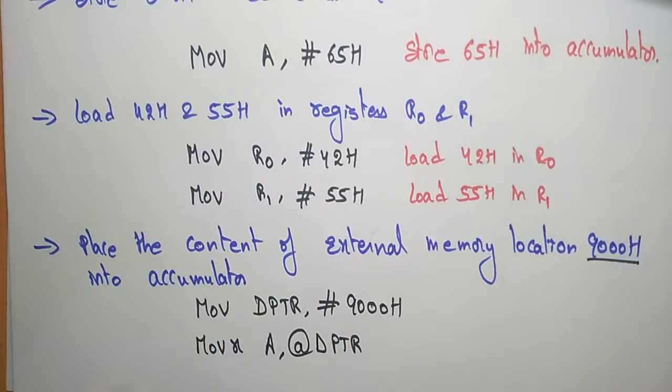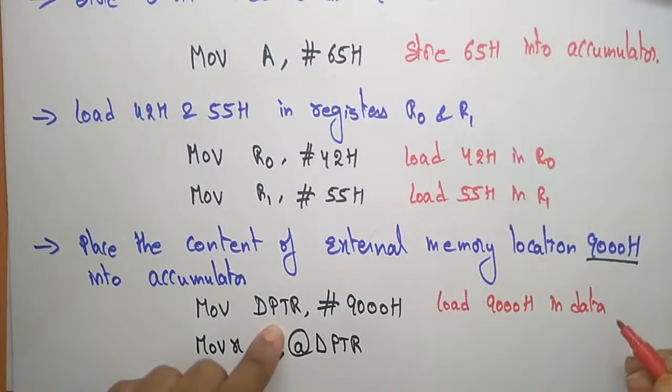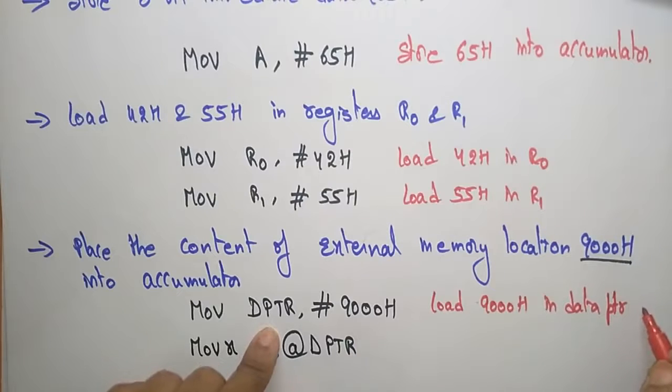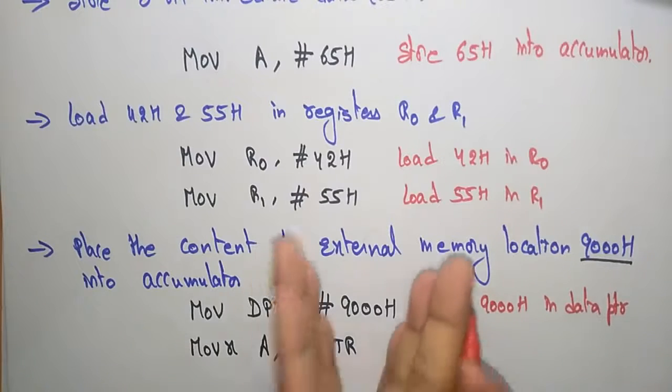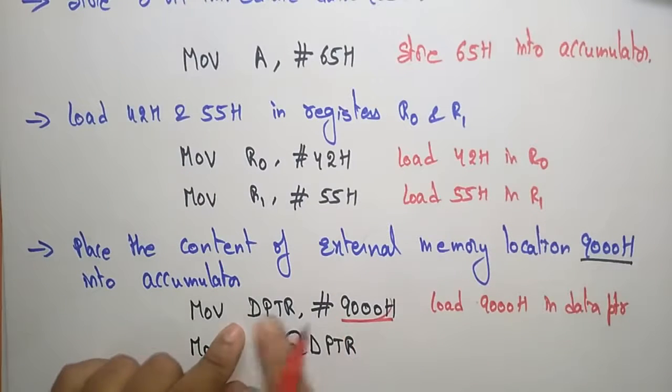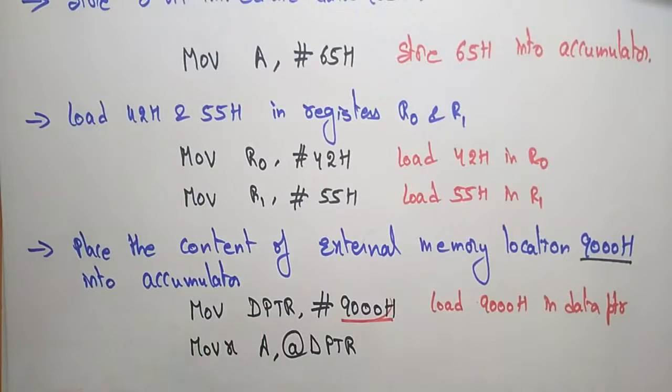What does it mean? Here it loads 9000H in the data pointer. DPTR is the data pointer. Load 9000H in the data pointer register, that is immediate, so that now the data pointer contains the 9000 memory location. The 9000 memory location is stored in the data pointer. So what does this syntax mean?